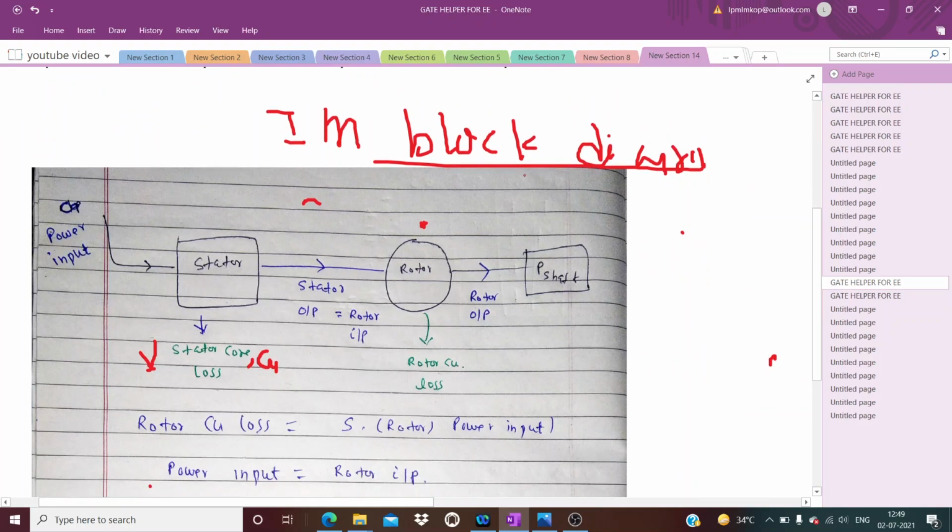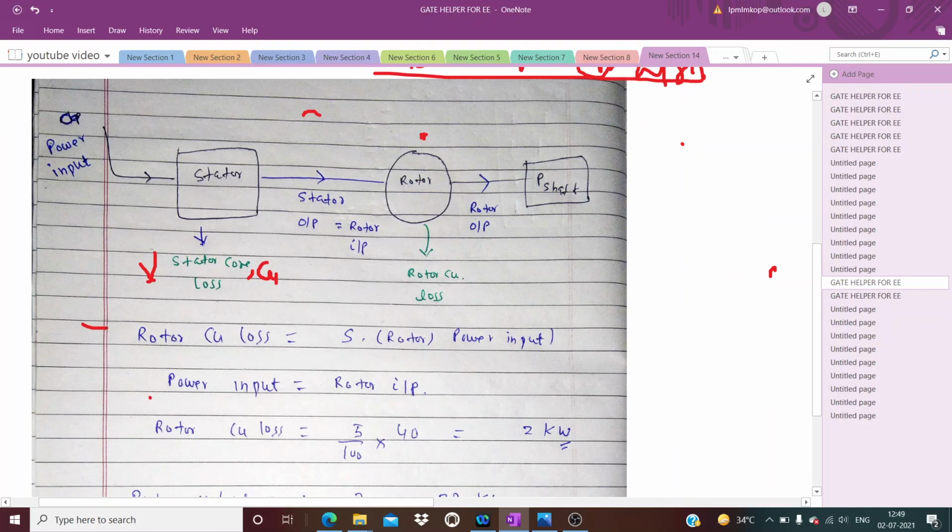Okay, but you need to remember this, that whether it is given or not, you have to always consider the rotor copper loss. You have to consider rotor copper loss. Okay, so what is this rotor copper loss? It is equal to slip times rotor power input. Now in this case, since stator core loss is given as 0, the power input to the stator is equal to the power output, that is, the rotor power input.